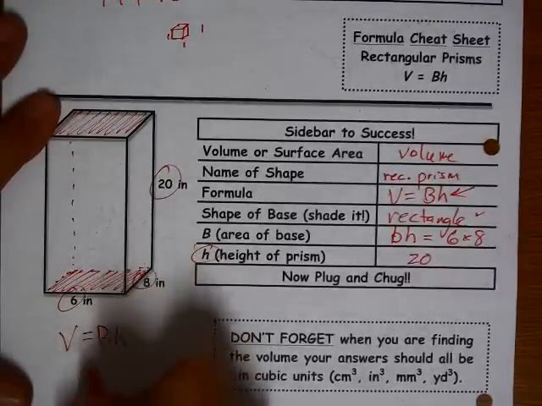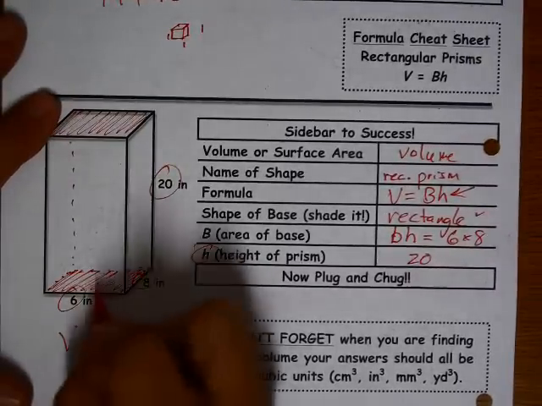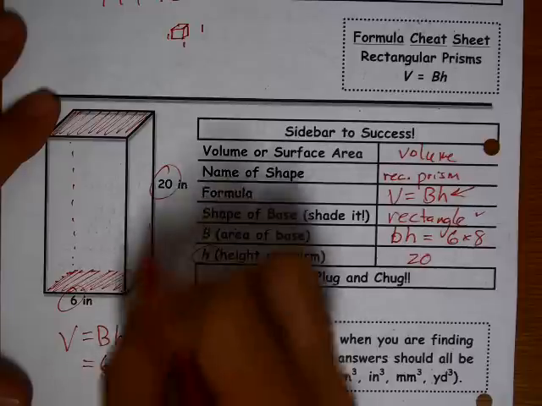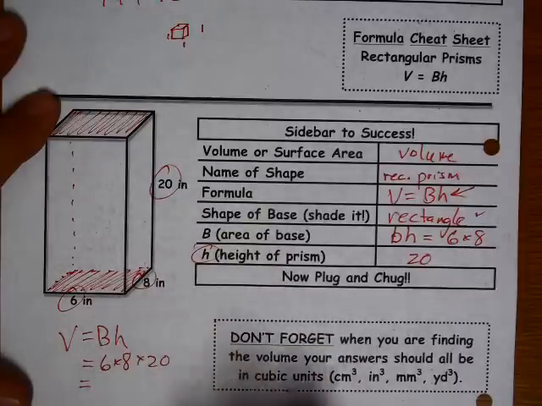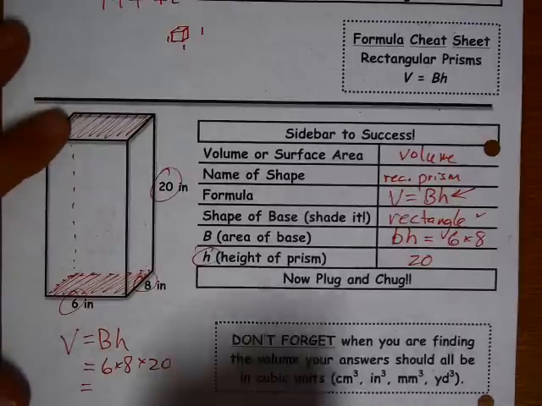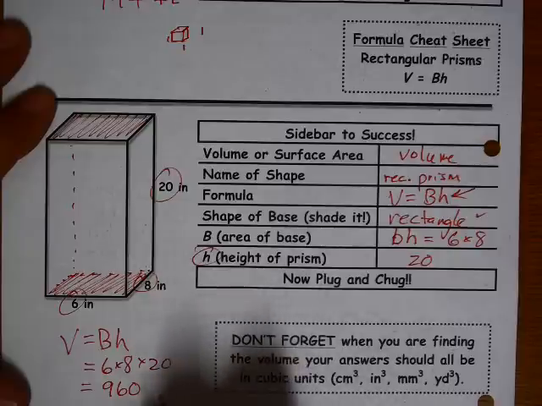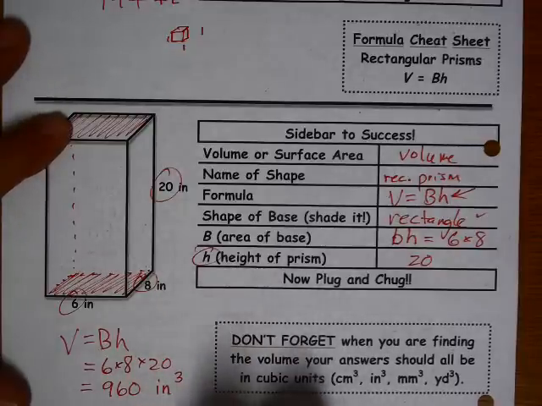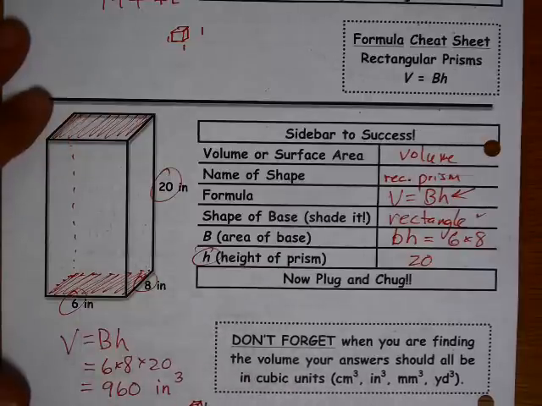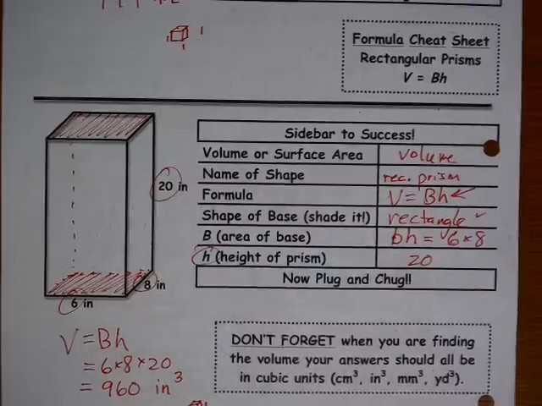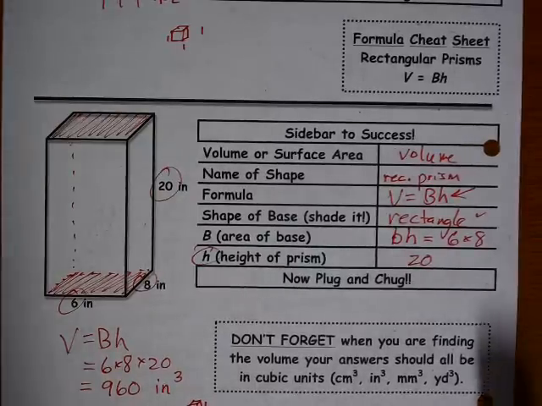Volume equals area of the base times the height. This base is 6 times 8. The height is 20. And you don't have to really do this. I'm going to do it for you, but this answer would be 960. And since we're with inches, this would be cubic inches. And that means there are 960 little cubes that are all 1 inch all the way around that would fit inside of this big shape here. Okay? So this is volume of prisms.